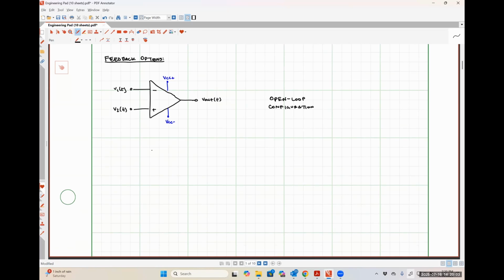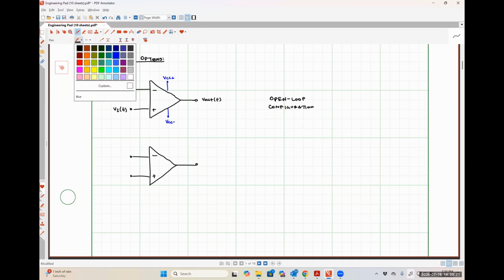Then we might have a positive feedback system, which might look something like this. So starting with my basic op amp, and again, just adding in the supply voltages so that we remember it requires power. I'll stop doing this in a moment.